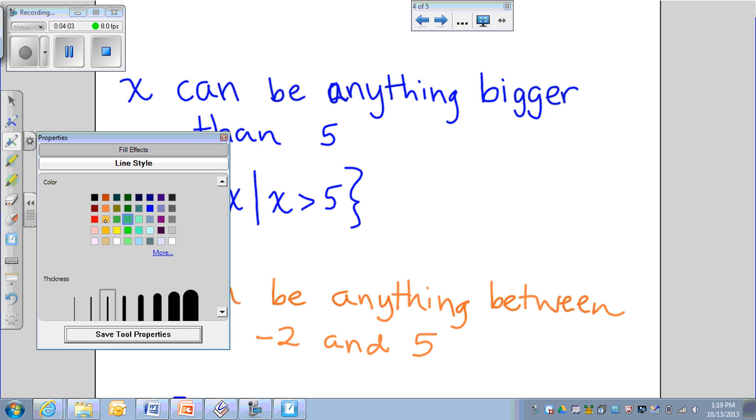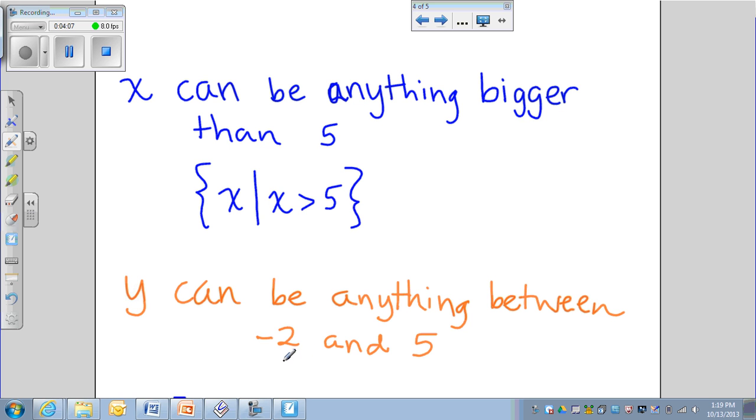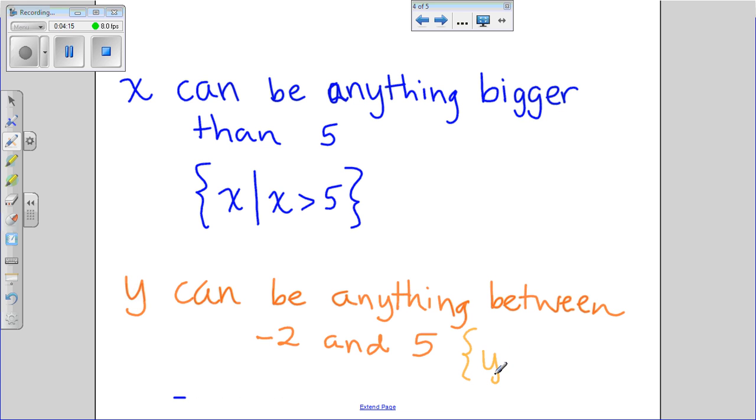On the second one, we have y. Y can be anything between -2 and 5. Now this is tricky and something you probably haven't seen before. We're going to start by saying all y such that. Now what we have to write is what's called a compound inequality. So the least number that y can be is -2, so I'm going to start with -2. And the greatest number that y can be is 5, so I'm going to put a 5 over here. And y has to be between those two. So y can be anything between -2 and 5. So -2 is less than y, and y is less than 5. This here is the set notation that would say all y such that y is between -2 and 5.